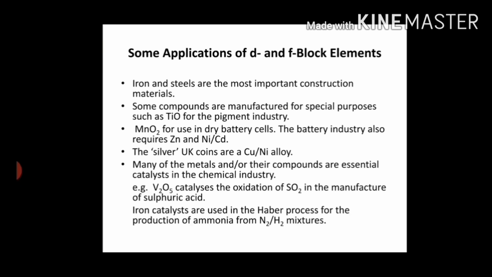Many of the transition metals and their compounds are used as catalysts in the chemical industries. For example, vanadium pentaoxide is used in the manufacture of sulfuric acid, whereas iron catalysts are used in the Haber's process for the production of ammonia from nitrogen and hydrogen mixtures.